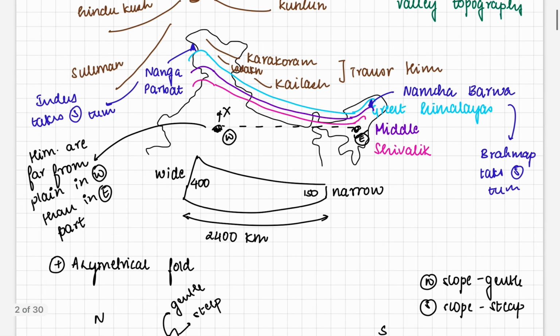The Himalayas are around 2,400 kilometers in length and in width around 400 to 160 kilometers, signifying that they are wide at the western end and very narrow at the east. They almost merge at the eastern point. At the same latitude around Delhi, we see that the Himalayas are very far, but at the same latitude in the eastern plains, we see that the Himalayas are very close towards us.